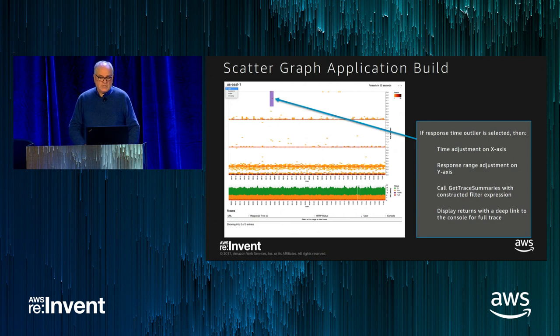In the other situation, where we are now interested in outliers for our response time, this is a little different in that now we have both an X and a Y axis. And again, we do some time adjustment here, which I'll talk about in a second. But basically, on the X axis we have the time period that we're interested in, and on the Y axis, the response range. But again, now we call the get trace summaries API with the right filter expression, and then we display the returns that meet that criteria.